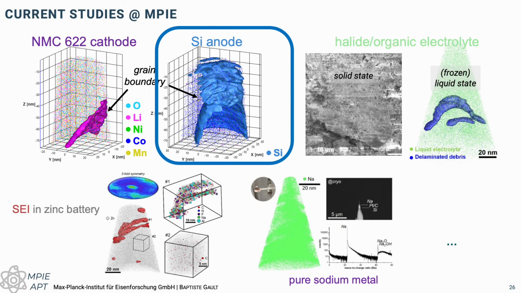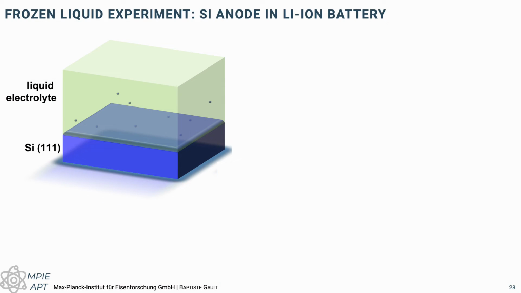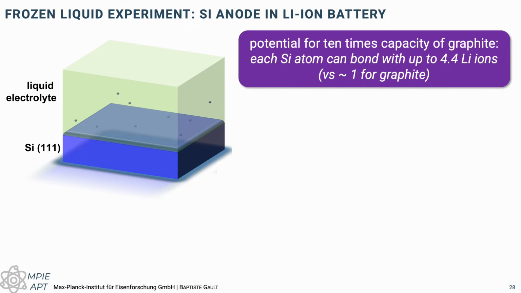For today, I'm going to really just focus on a recent example on which we did a bit more work, the silicon anode. So let's talk about the microstructure evolution of single crystal silicon during lithiation and delithiation. In this case, we mounted a typical battery with lithium metal, silicon as a silicon wafer along the 100 orientation as an anode, and a liquid electrolyte containing also lithium salt.